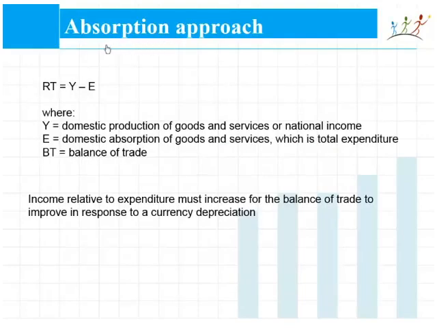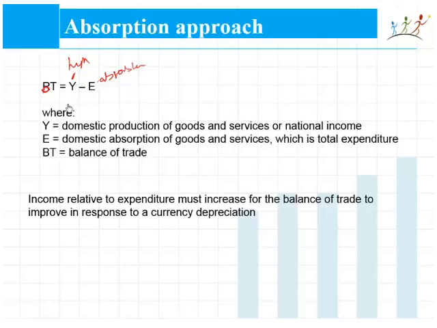The third approach is called the absorption approach, that says whether the trade deficit will increase or decrease will depend on the balance of trade after a currency depreciation. So the balance of trade is defined as the domestic production of goods and services minus the domestic absorption of goods and services. So if the domestic production of goods and services is higher than the domestic absorption, then the deficit would decrease.